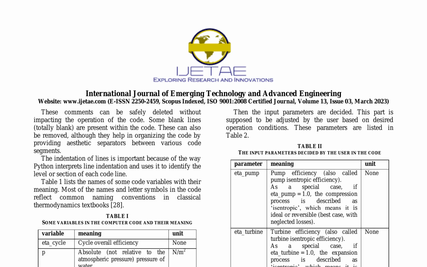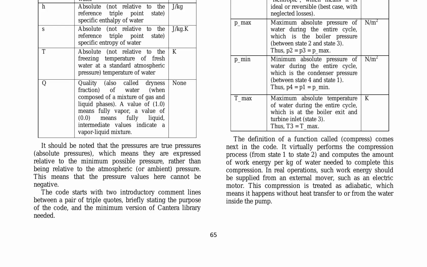The paper presents a Python code for simulating the thermodynamic cycle of a steam power plant, focusing on the role of water as the working fluid. It begins with an introductory section that outlines the purpose of the code and the required version of the Cantera library. The code then defines 3 functions: compress, expand, and print state. The compress function models the adiabatic compression process in a water pump, computing the amount of work energy needed per kilogram of water during this process.